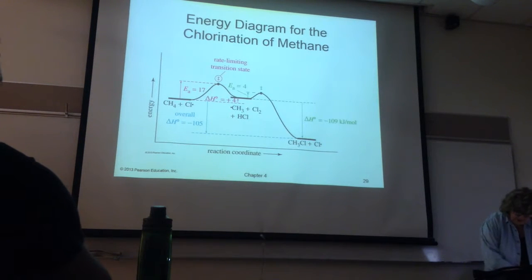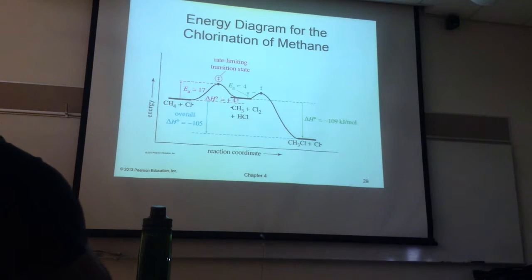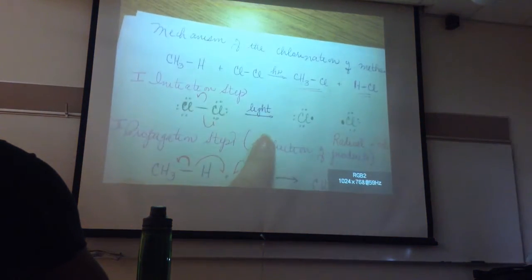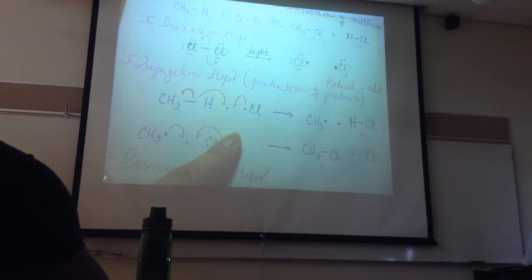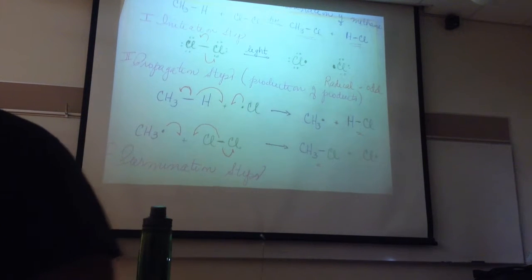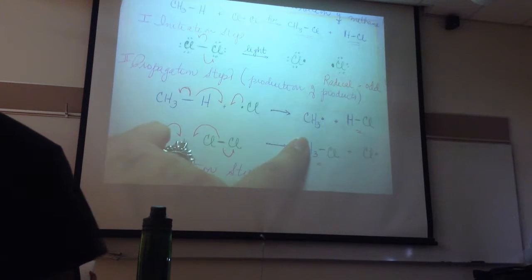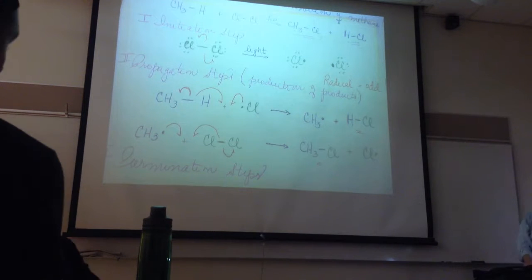Thankfully we have these papers. This was called here propagation steps. The initiation step was that, where you broke the chlorine molecule into radicals. This was a typical first propagation step, where the chlorine radical went after the methane, and you created the HCl and the methyl radical. So we did that already.